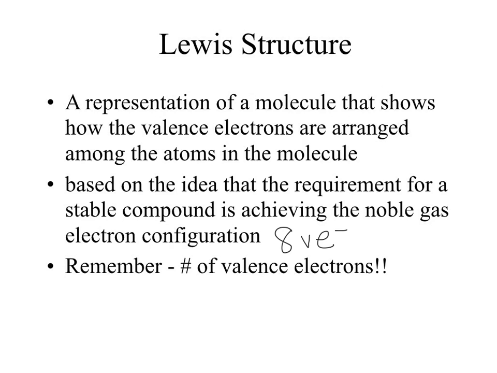So if we look at our periodic table, we can know the number of valence electrons based on the group. So group 1 has 1 valence electron, group 2, 2 valence electrons. Then we don't worry about the transition metals. Then we jump over to group 13, 3 valence, 4, 5, 6, until we get to our noble gases, which have 8. So don't forget that.